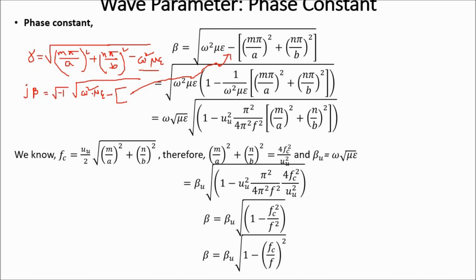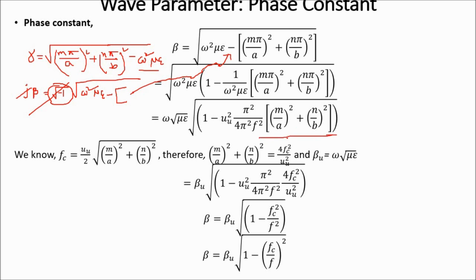So now if you cancel this, the square root of j squared is equal to minus 1, so you can cancel this out and you will get beta equal to this. Now if you take omega squared mu epsilon as a common factor, you get 1 minus this. Now you know omega squared equals 4 pi squared f squared, and 1 over mu epsilon is u squared, and I can take pi squared as a common factor. So pi squared times (m over a) squared plus (n over b) squared.